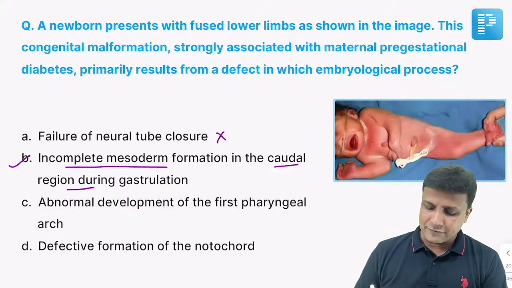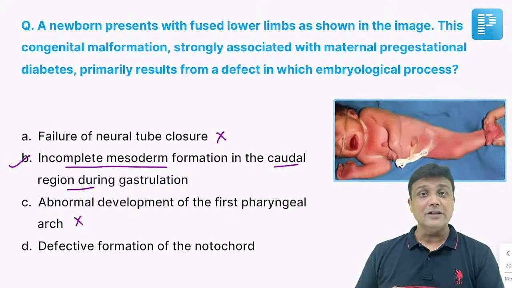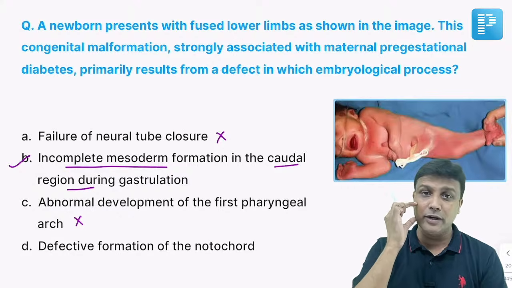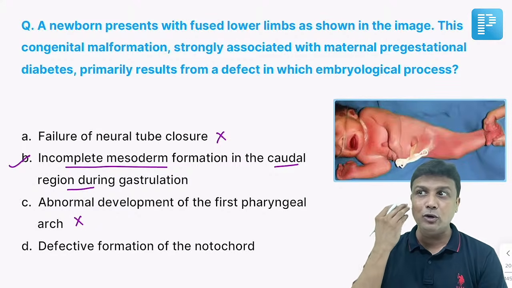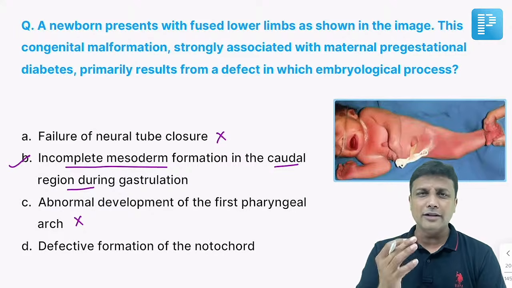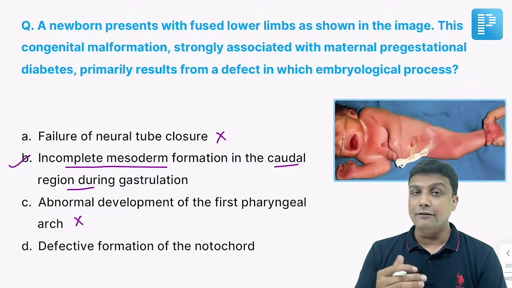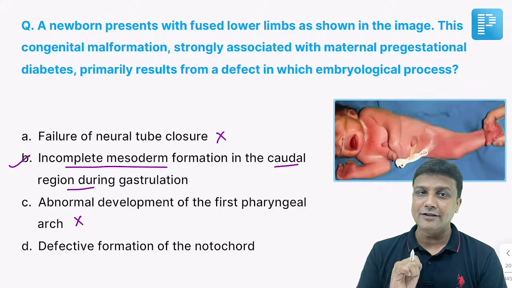Abnormal development of the first pharyngeal arch, no. First pharyngeal arch is going to form the structures like malleus, incus, anterior ligament of the malleus, sphenomandibular ligament, mandible. All these structures are actually formed from the first pharyngeal arch. So that cannot be the answer here.